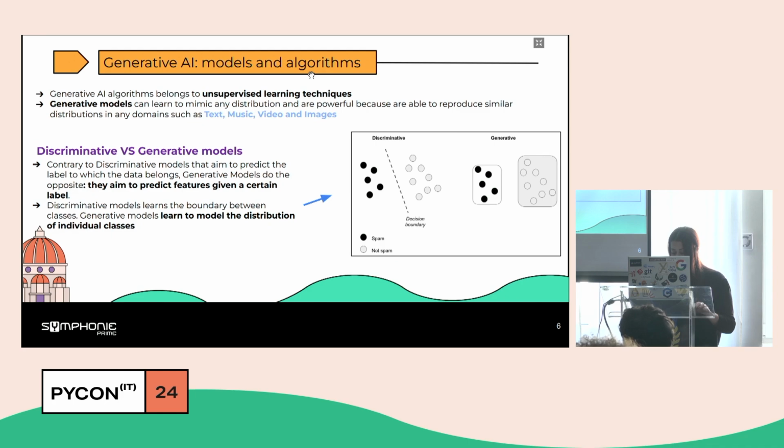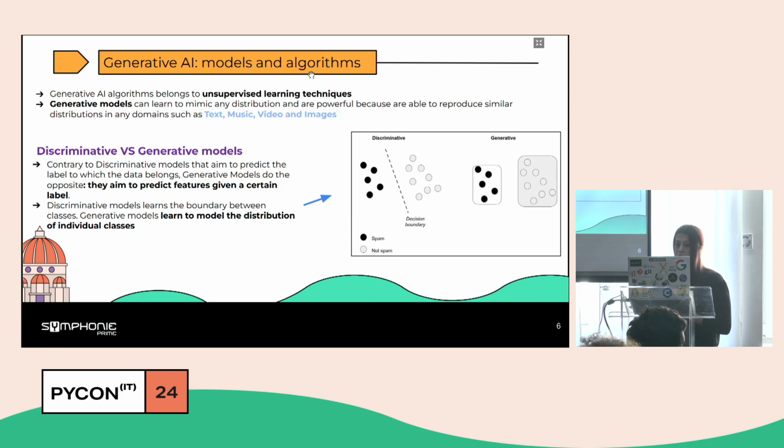So before moving to the Python part, there is a big difference between discriminative models and generative models. Discriminative models are basically the ones that we can see here in the picture on the left, which are used to predict some labels. So for example, in the most simple case where we have to decide about spam and not spam email, we put a decision boundary, and this is something that is discriminative.